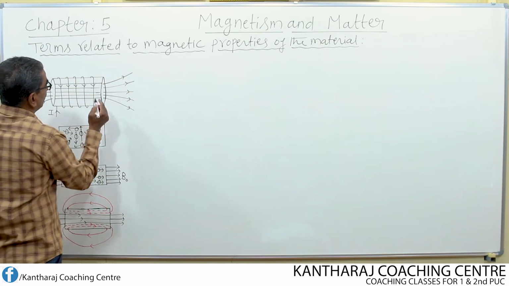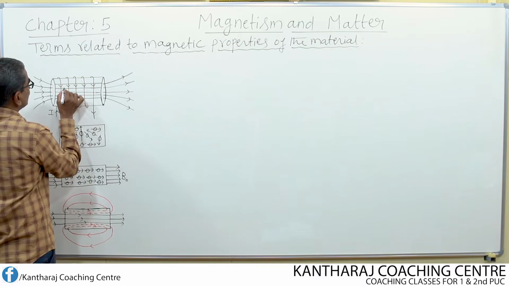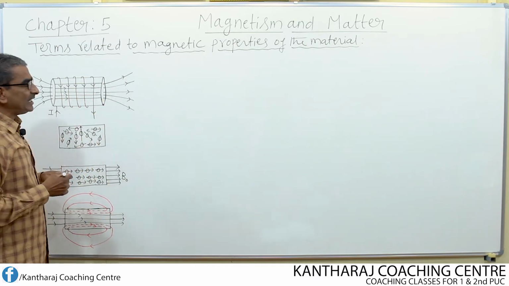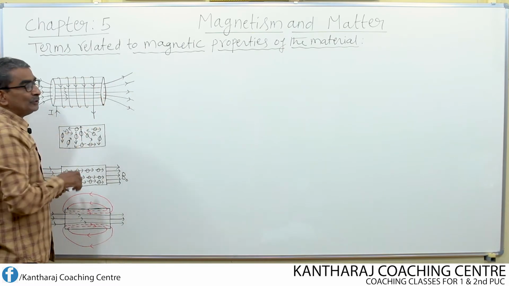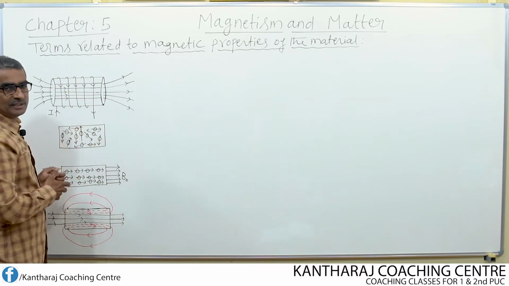So what do these lines represent? These lines represent the magnetic lines of force inside the solenoid, and they are almost uniform. The field is uniform inside, whereas at the ends of the solenoid, the field is non-uniform.